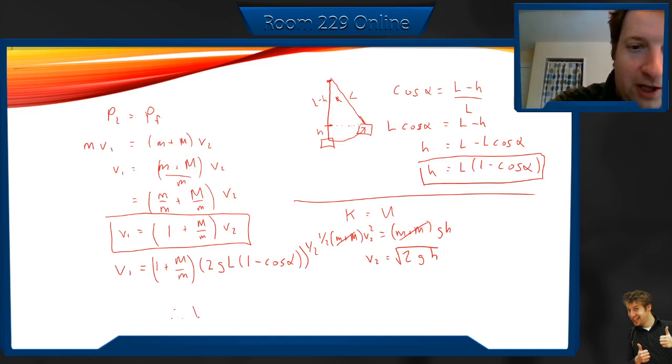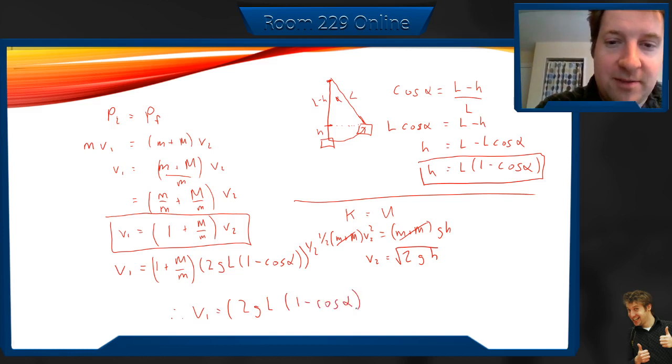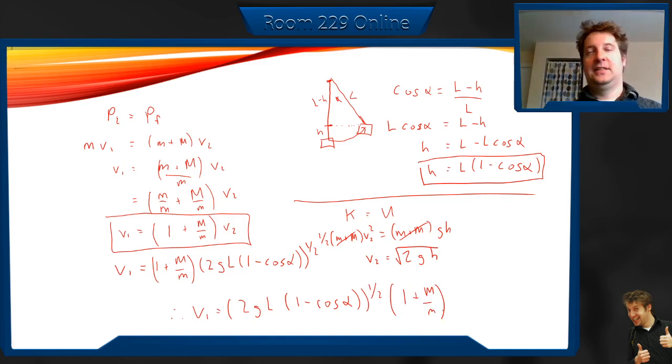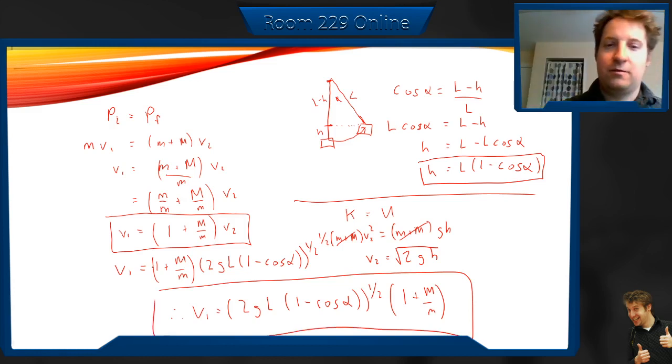Therefore, the velocity of my bullet is equal to 2 times gravity times the length of my string, times 1 minus cosine of my maximum angle, take the square root of that whole thing, and multiply by 1 plus the mass ratio. So there's my final expression for the velocity of a bullet that hits a ballistic pendulum.